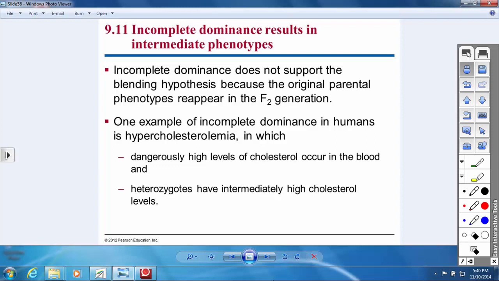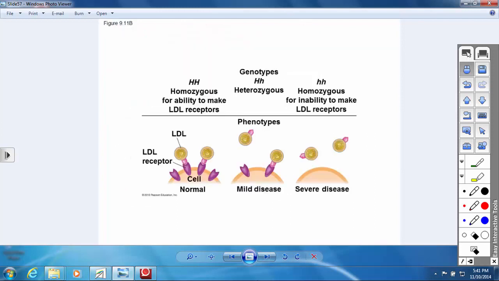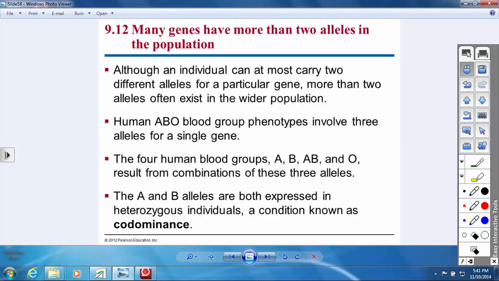But, of course, that blending hypothesis wasn't supported because the F1 generation would produce all three in the next one. An example your book gives is high levels of cholesterol in the blood, and heterozygotes have intermediately high cholesterol levels. So here we go, homozygous, right? You get a normal cell, then heterozygous, you get a mild disease, and homozygous recessive does not make any receptors. So you have that cholesterol.